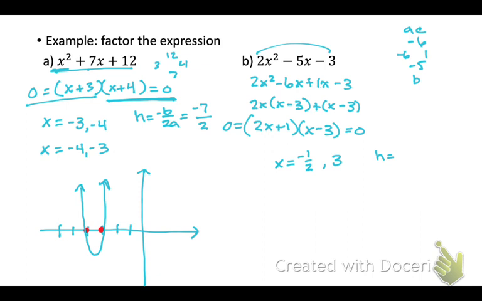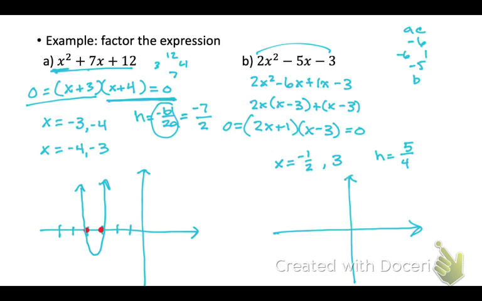5 over 4. So 5/4 is another nice one, right? Why'd you get rid of the negative? Because it's negative. The formula is -b.